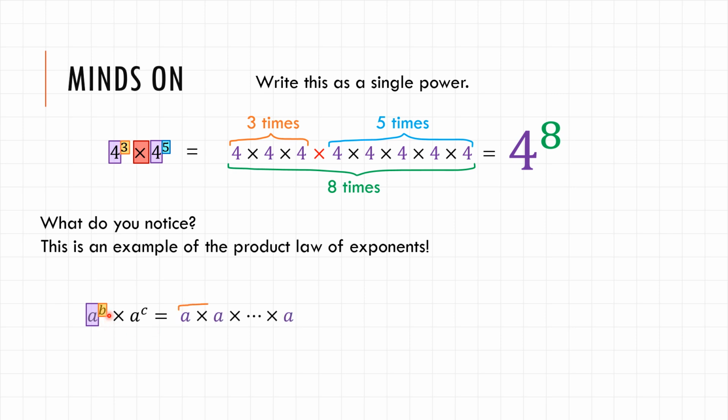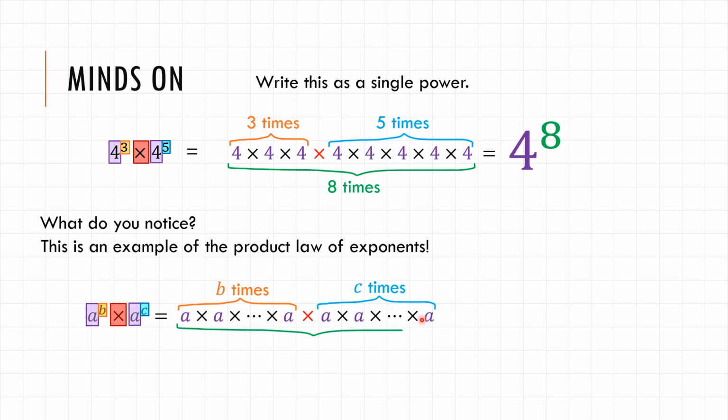This is a to the power of b, so a multiplied by itself b times. And we're multiplying that by a to the power of c, so that's a multiplied by itself c times. How many times are we multiplying a by itself altogether here? It's always going to be this number plus this number, so b plus c times in total. And the way we write that as a single power is a to the power of b plus c. So if I wanted to do 4 to the power of 3 times 4 to the power of 5, I could skip right ahead to this step just by adding 3 plus 5.